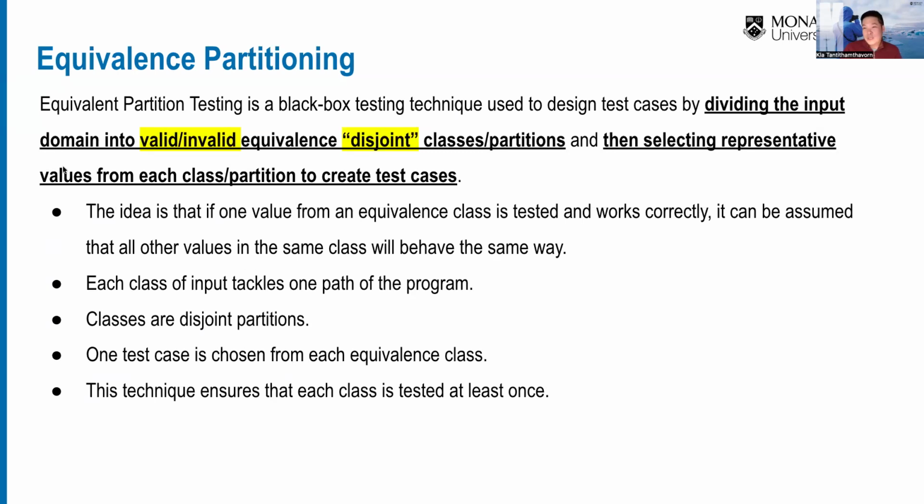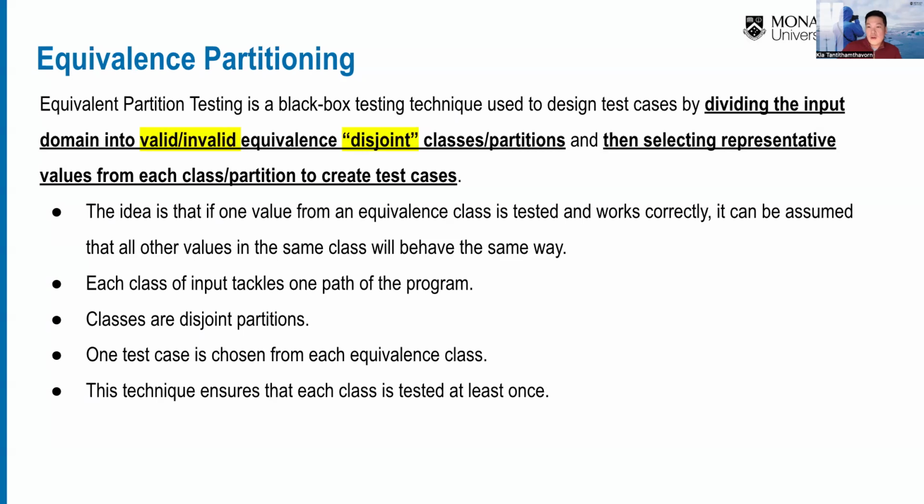So let's read this one together. Equivalence partitioning testing is a black box testing technique used to design test cases by dividing the input domain into valid and invalid equivalent, disjoint classes or partitions, and then you select representative values from each class or partition to create the test cases.